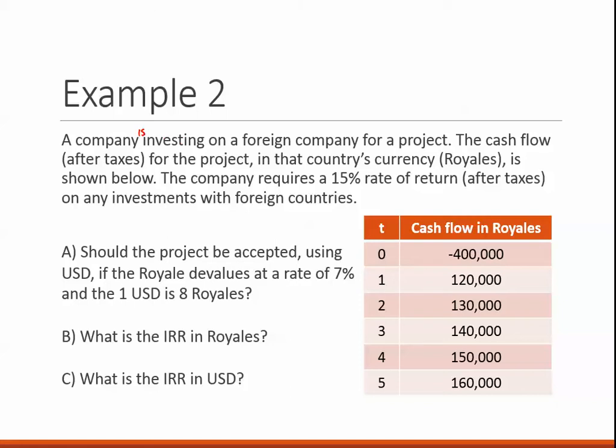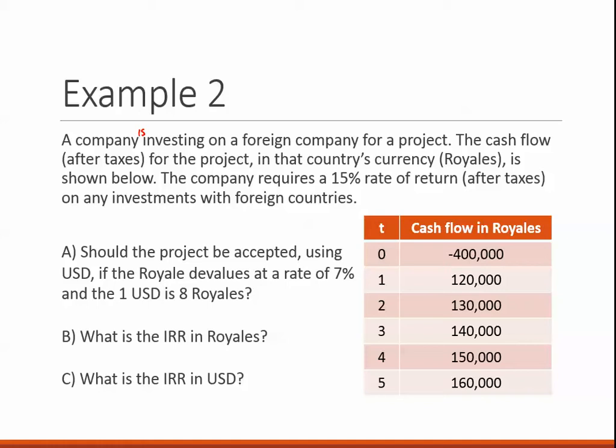The cash flow after taxes for the project in that country's currency, which is the Royale, is shown below. The company requires a 15% rate of return after taxes on any investments with foreign countries. And by the way, the Royale is a made-up currency. So 3 questions. A, should the project be accepted using dollars if the Royale devalues at a rate of 7% and if 1 US dollar is equal to 8 Royales? B, what is the internal rate of return in Royales? And C, what is the internal rate of return in dollars?